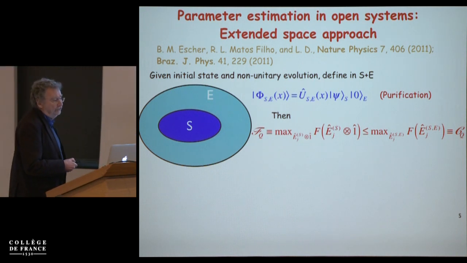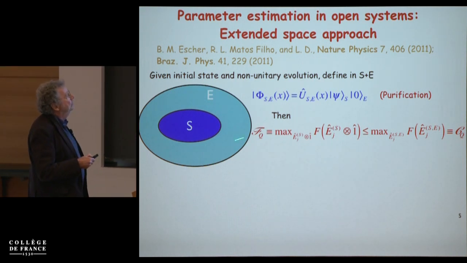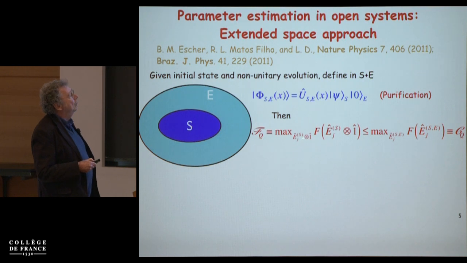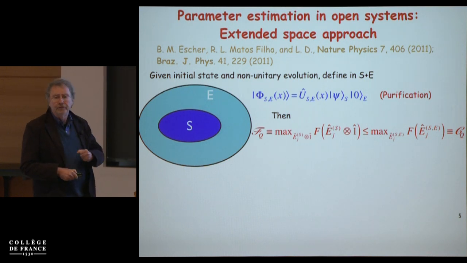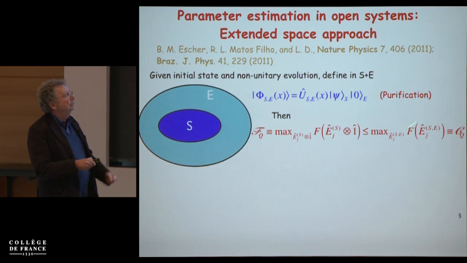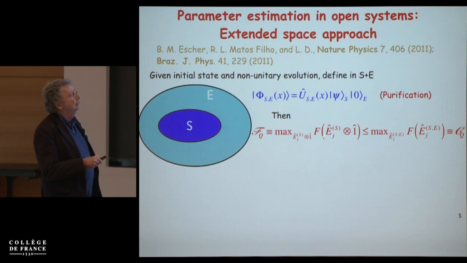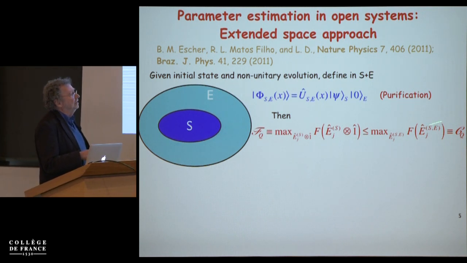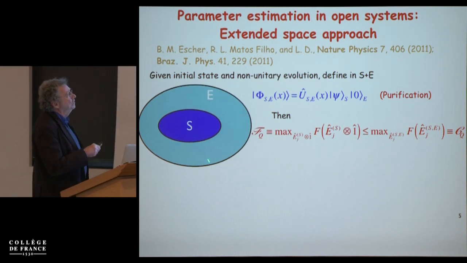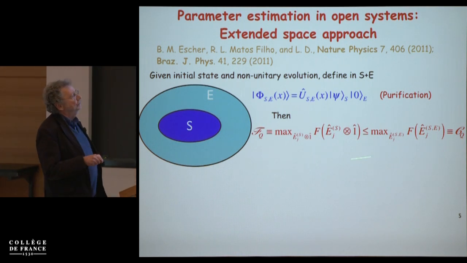And then what we have shown is that the quantum Fisher information for the system, which is equal to the maximum over all possible measurements on the system alone, but not on the environment, is bounded above by the maximum of the Fisher information for the whole thing over all possible measurements done on system plus environment. Okay, so we have more freedom to do measurements here, and therefore this maximization usually leads to a value which is larger than this one. And we call this C of Q. So that's the quantum Fisher information corresponding to the whole thing.